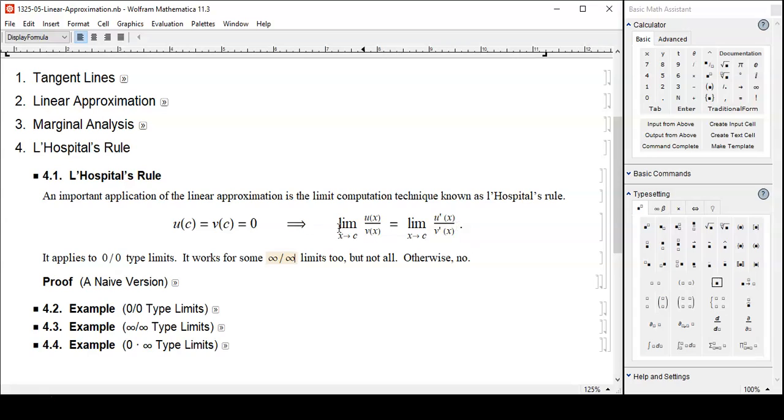After all, you have this fraction here, and then if you have 1 over u over 1 over v, or rather 1 over v over 1 over u, then you're going to get going back to 0 over 0 to infinity over infinity, because you see 1 over infinity is 0. So yes, it works for infinity over infinity type limits too, theoretically, but only theoretically.